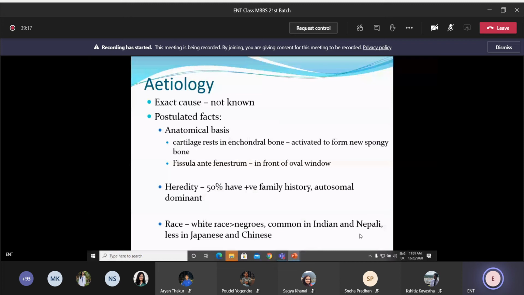And if you look at the hereditary predisposition, 50% have a positive family history, and it is an autosomal dominant disease. So you might get in MCQs, otosclerosis, is it autosomal dominant or recessive, then you have to know this is autosomal dominant. Race, if you look at the race, you see even in our context, India and Nepal, we do see it, but it is less in Japanese and Chinese, and it is also common in black people.